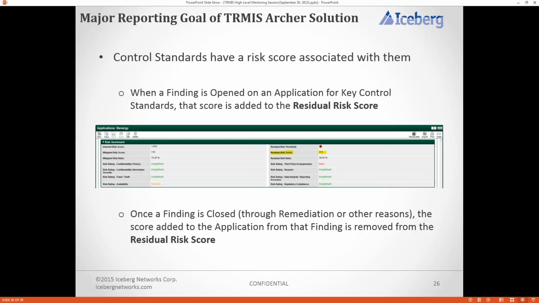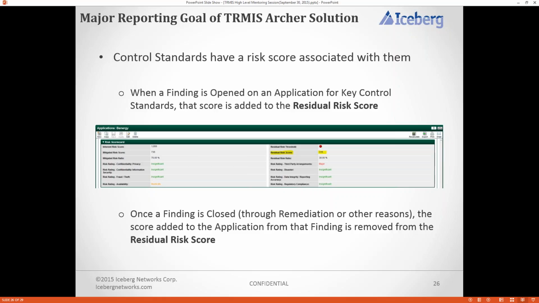Everything after that is trying to mitigate it. So when a finding is opened on an application for a key control standard, that score is added to the residual risk. So your total score will be what your inherent is. Your residual will be what's currently the risk that you're not addressing right now. And that's how the percentages work out.